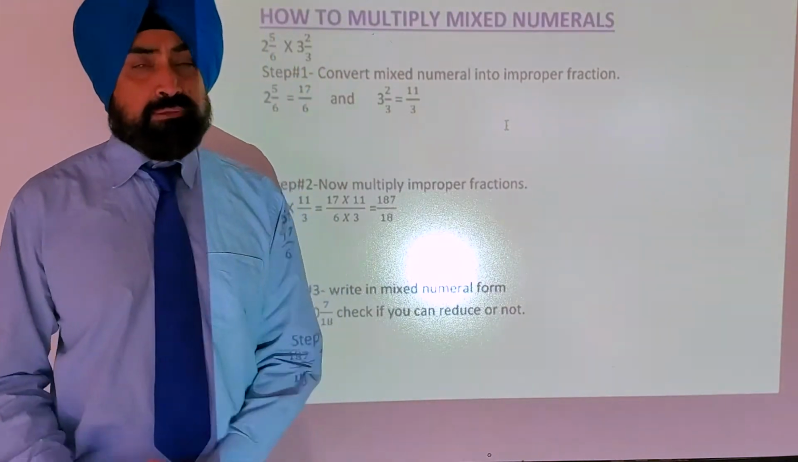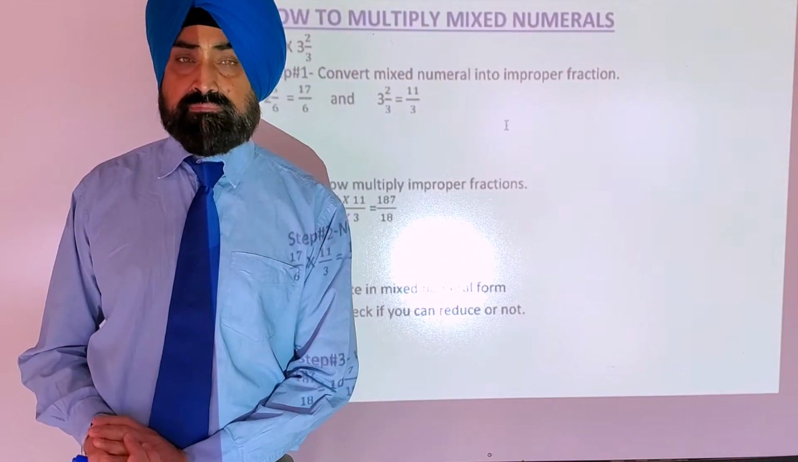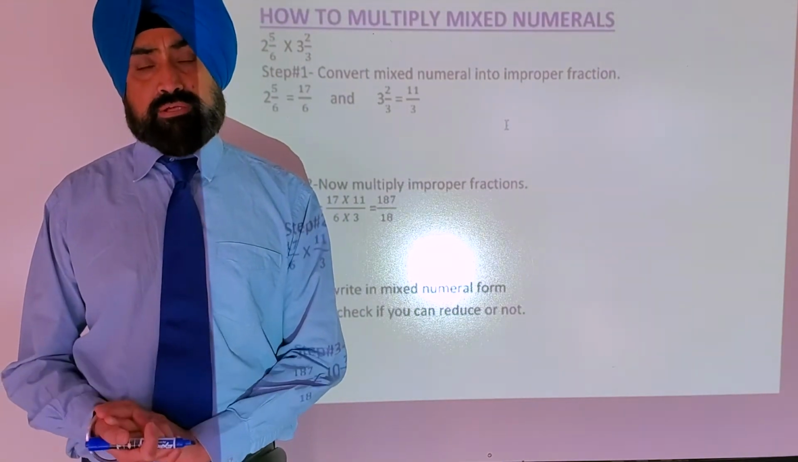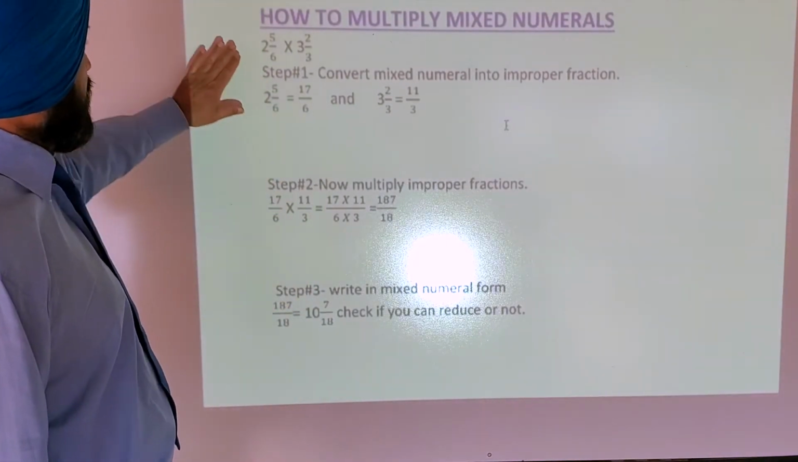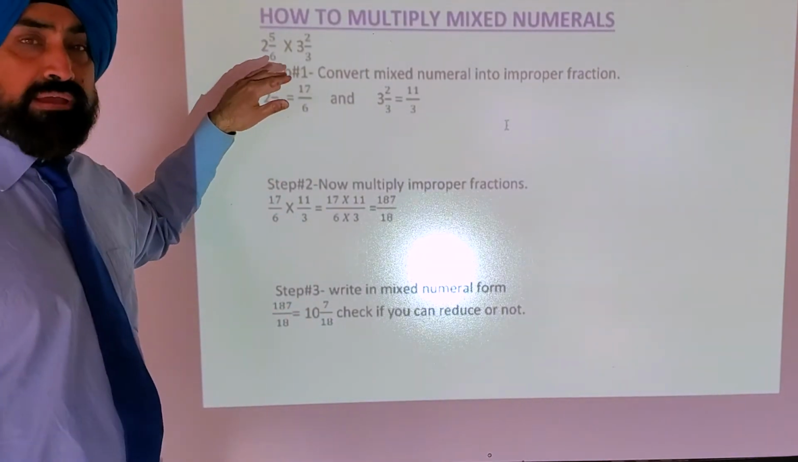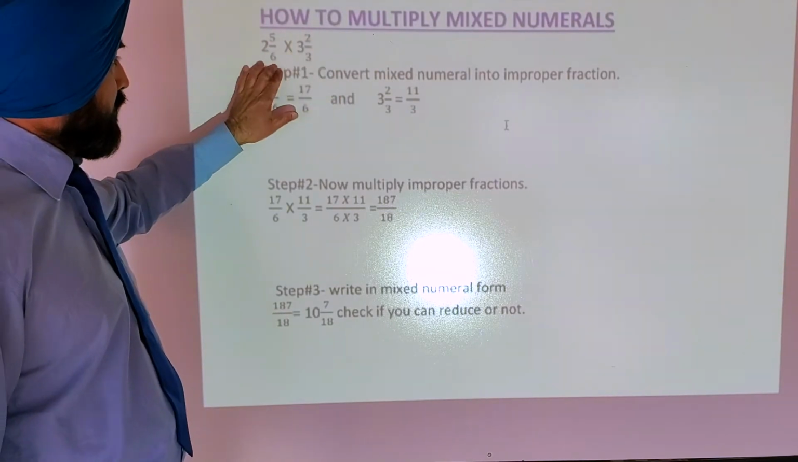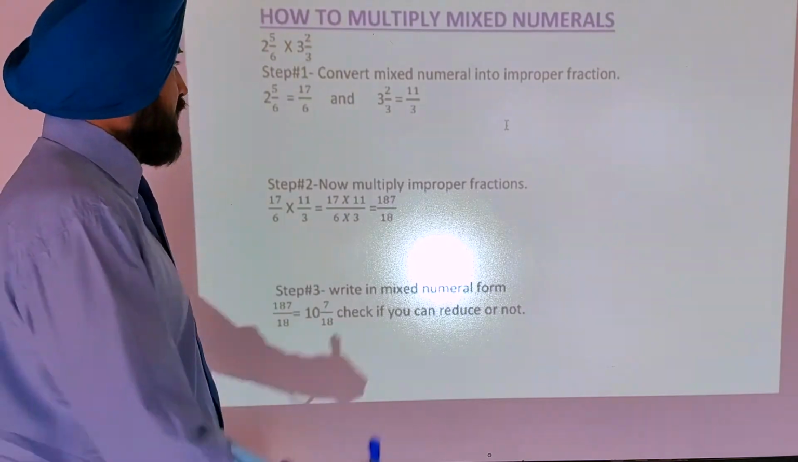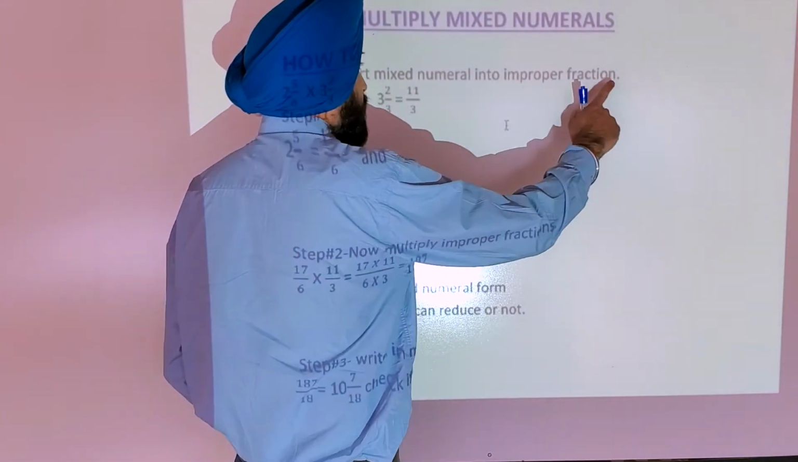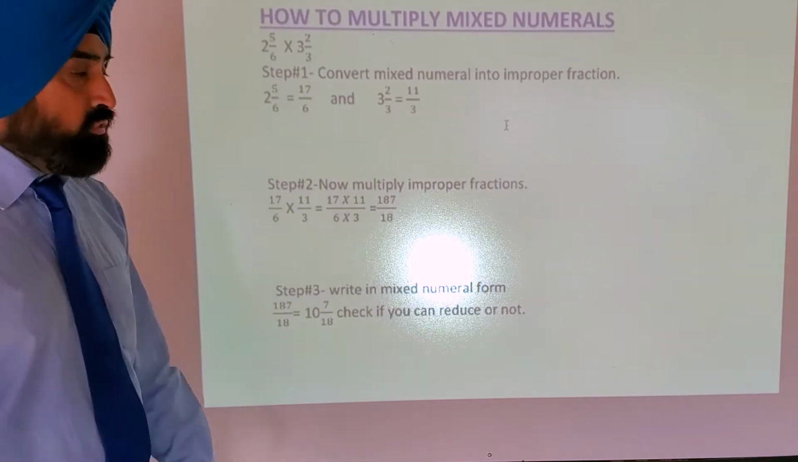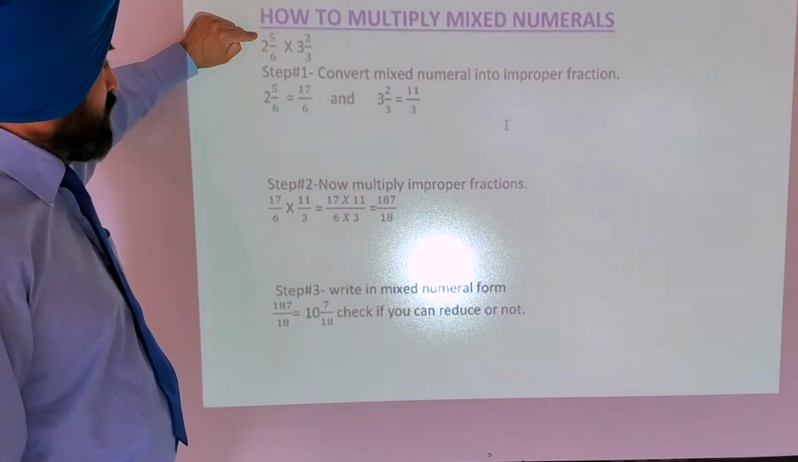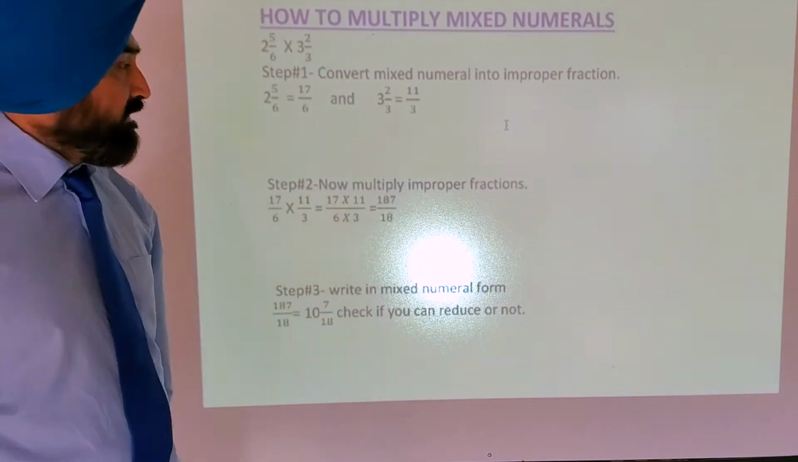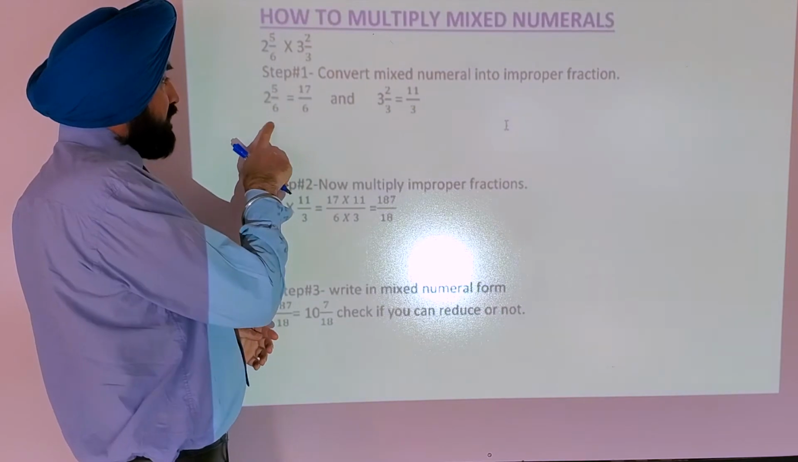So let's see how to multiply mixed numeral with mixed numeral. We already learned how to multiply fraction with fraction. So here, let's see one example: 2 5 over 6 times 3 2 over 3, both are mixed numerals. The first step to multiply mixed numerals is we have to convert the mixed numerals into improper fractions. So we will convert 2 5 over 6 and 3 2 over 3 into improper.